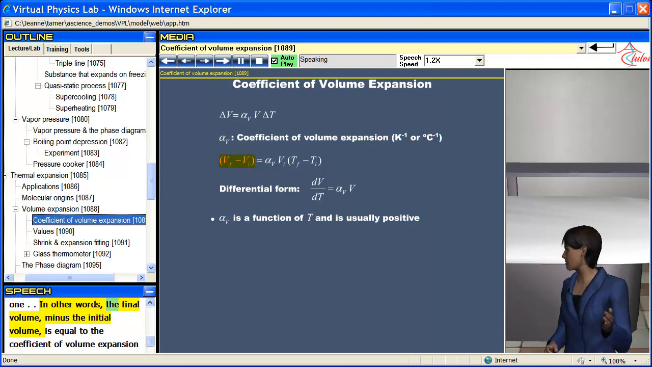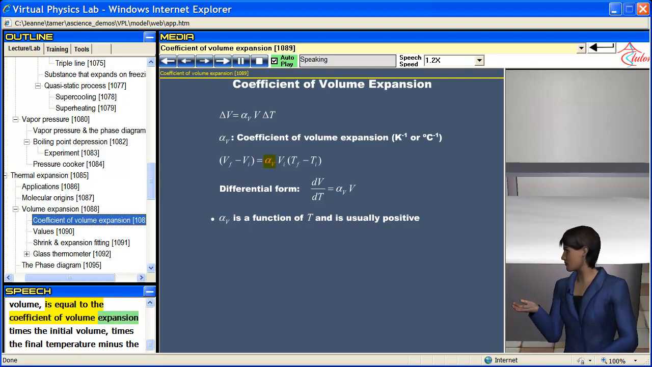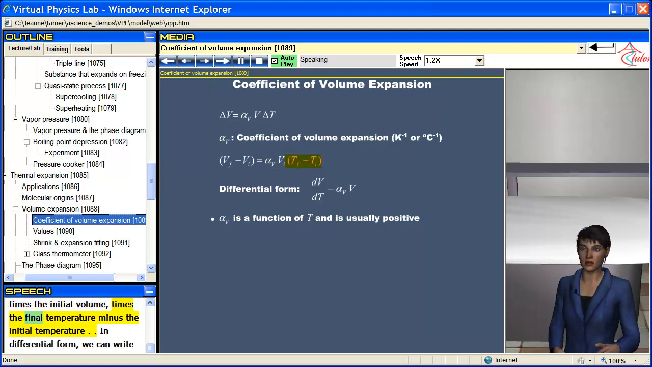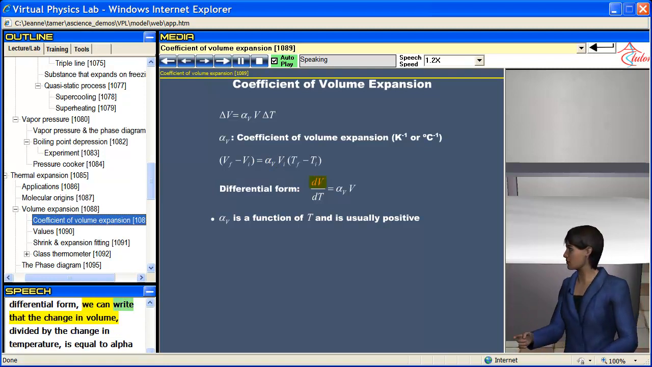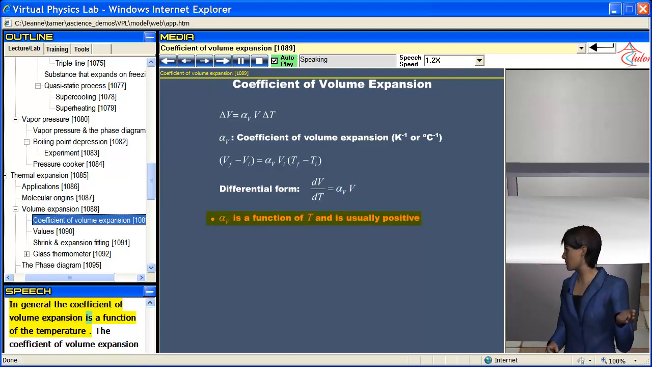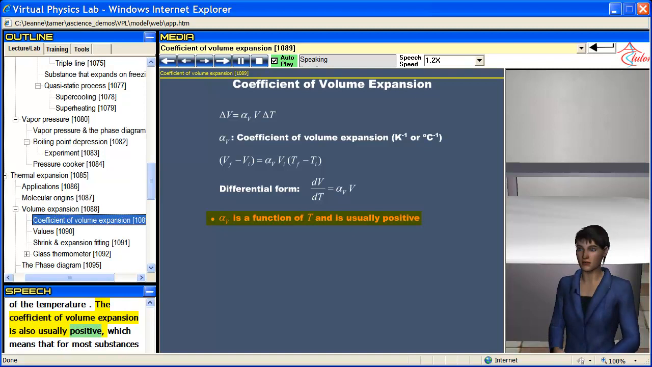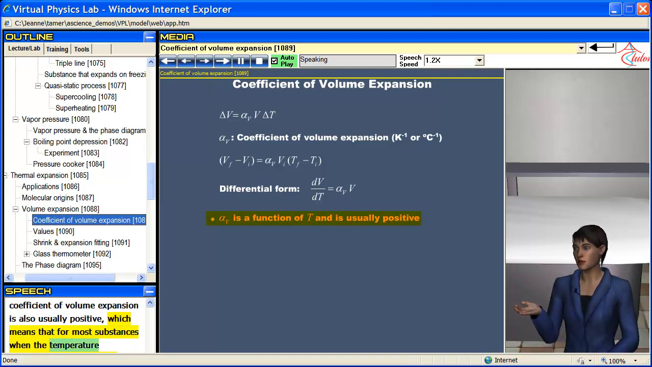In other words, the final volume, minus the initial volume, is equal to the coefficient of volume expansion, times the initial volume, times the final temperature minus the initial temperature. In differential form, we can write that the change in volume, divided by the change in temperature, is equal to alpha subscript V times the volume. In general, the coefficient of volume expansion is a function of the temperature. The coefficient of volume expansion is also usually positive, which means that for most substances, when the temperature increases, the volume also increases, and vice versa.